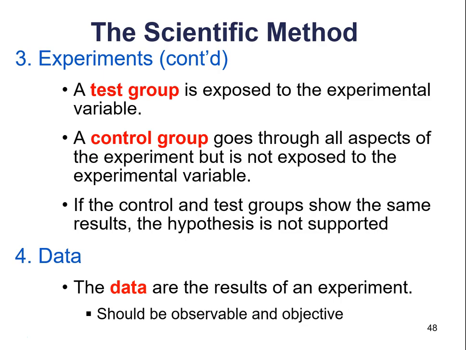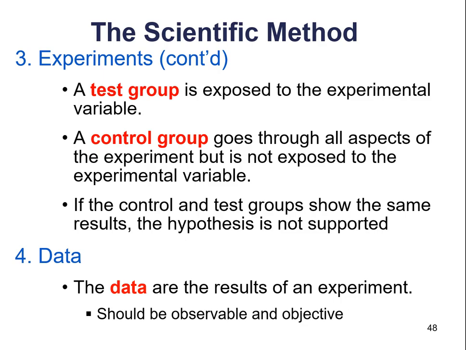Okay, so the test group in our penicillin experiment would be bacteria on a plate that's exposed to the mold, right? Or that's exposed to whatever was secreted from the mold. Okay, the control group would be bacteria that maybe would be treated with some other agent, right? Or they're untreated, okay? And then you can compare the growth in the bacterial plate that didn't have the molds to the one that did, okay? So the test group is exposed to that experimental variable.